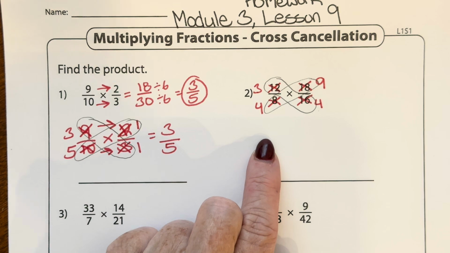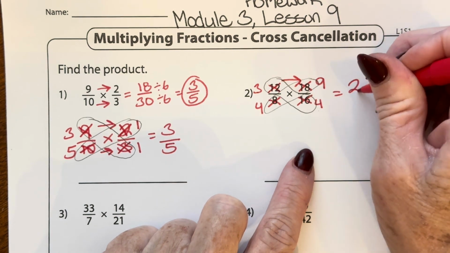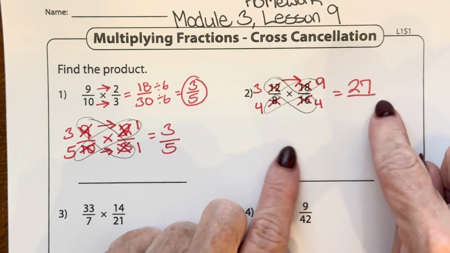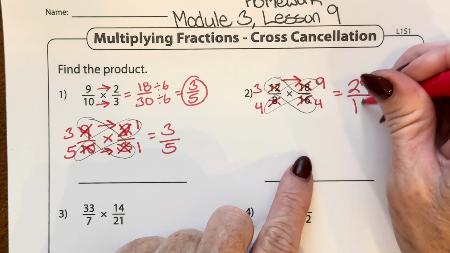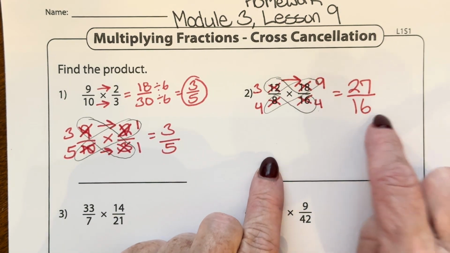So I've made my problem simpler before I multiply straight across. So 3 times 9, now I could do that in my head, and 4 times 4 is 16. So simplifying it made me able to solve it in my head.